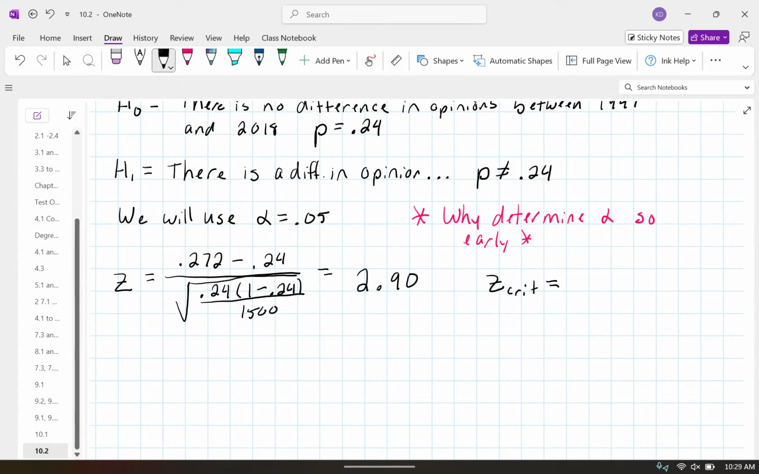We should have looked at our Z crit before now, but once we've decided our alpha level, we can hold off. I gave you what the Z crit should be for this. What was that? Well, we have a two-tailed test, and our alpha is 0.05. What I gave us before, plus or minus 1.96.